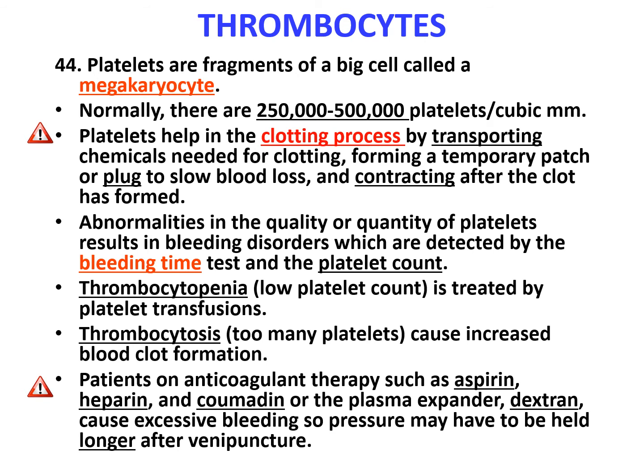Okay, so we talked about erythrocytes, our red blood cells. We talked about leukocytes, our WBCs, and now we're going to move on to thrombocytes, right? Thrombocytes are our platelets, and they're fragments of a much bigger cell called a megakaryocyte, okay? The normal range for platelets is 250 to 500, okay? And platelets help in the clotting process, right? They transport chemicals that are needed for clotting, and they form that platelet plug, right? That slows blood loss.